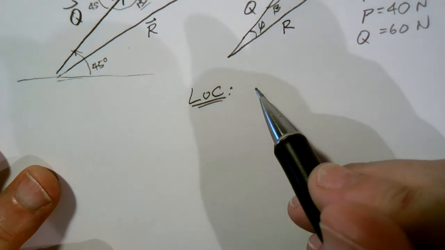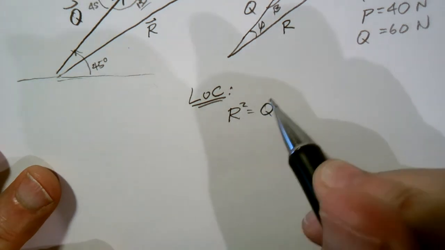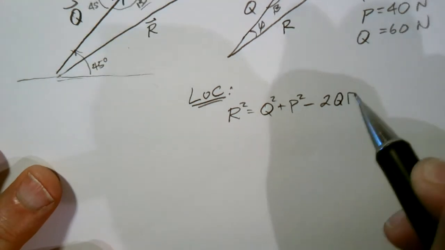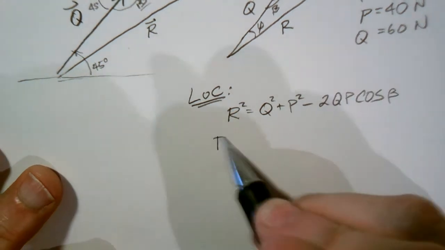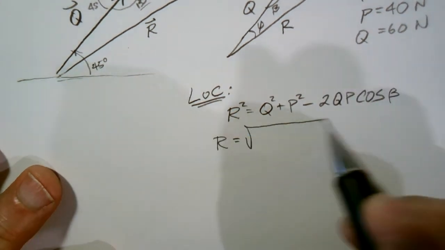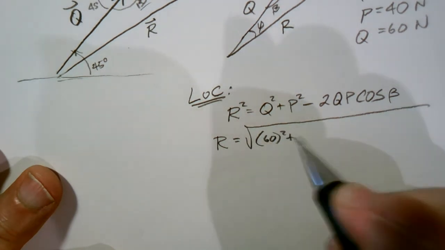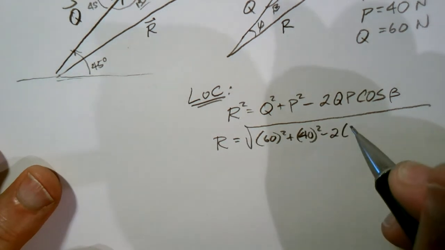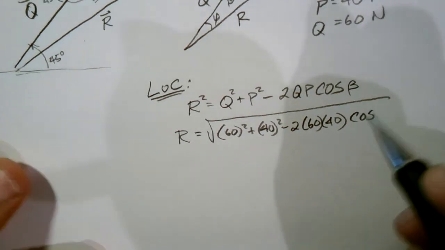So the law of cosines is going to read for us R squared is going to be Q squared plus P squared minus 2QP cosine of beta, right? So R is going to be equal to the square root of, stick Q in there, 60 squared plus 40 squared minus 2 times 60 times 40 times the cosine of 155 degrees.